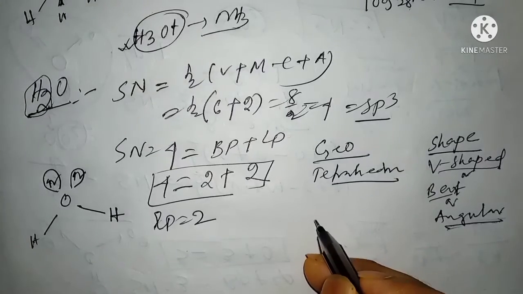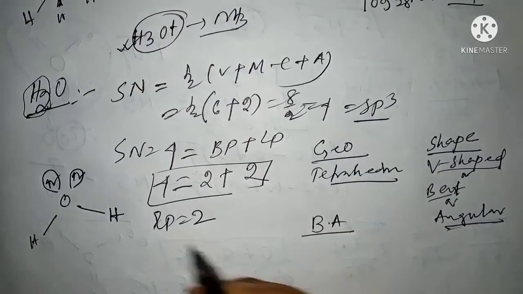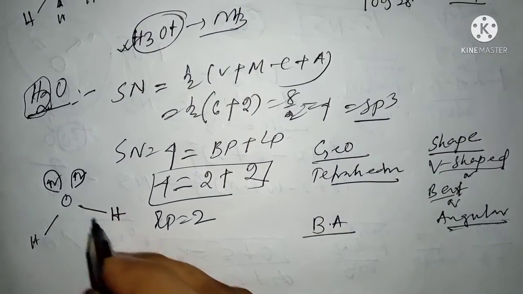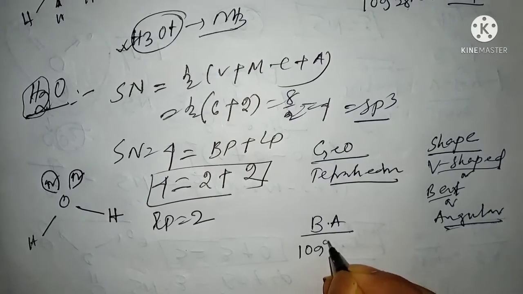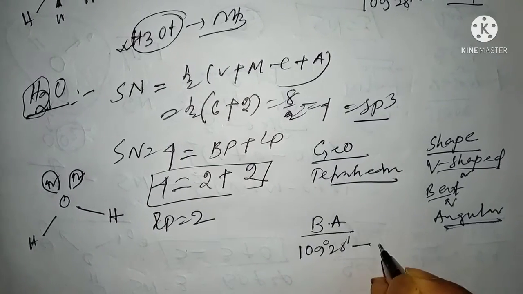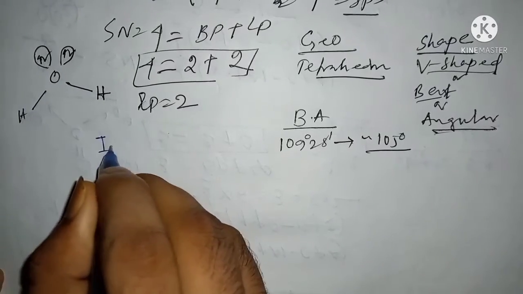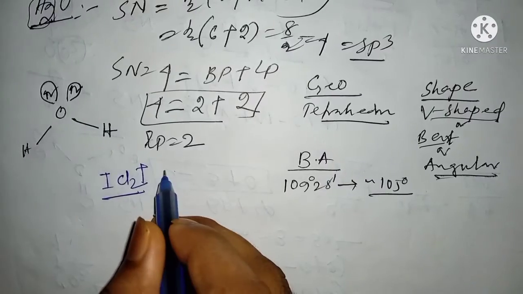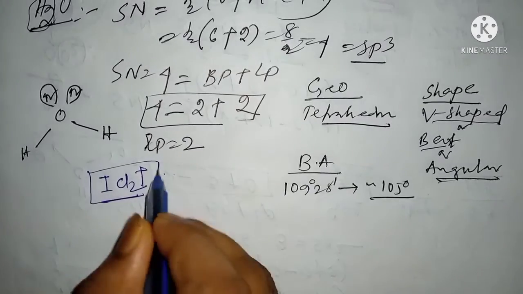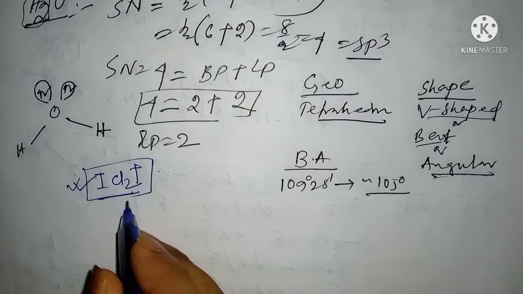Now the bond angle changes because of lone pair-bond pair interaction. So 109 degrees 28 minutes changes to nearly equal to 105 degrees. Now ICl2 plus is similar to H2O structure, so you will try the geometry, structure and hybridization.